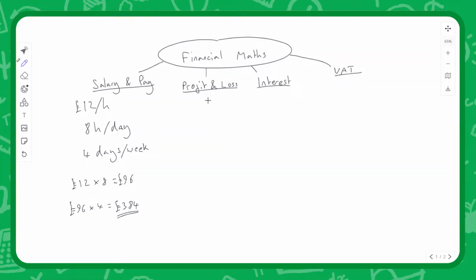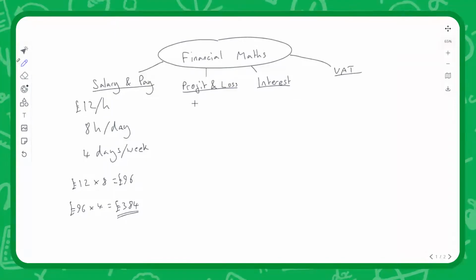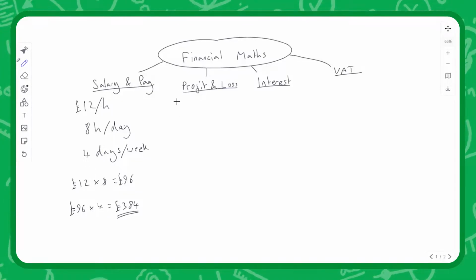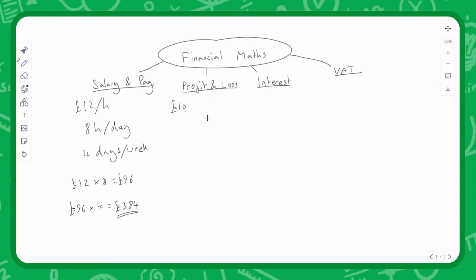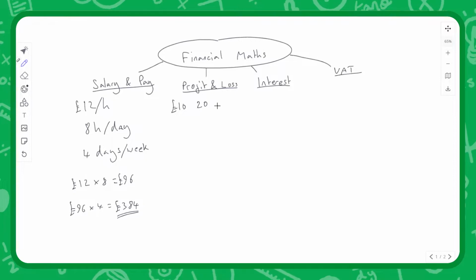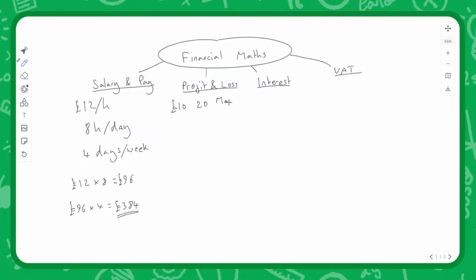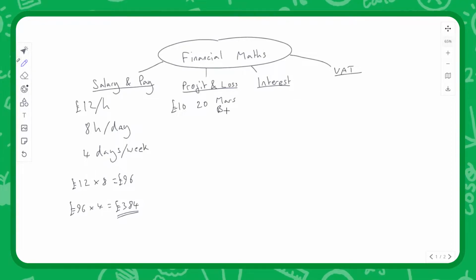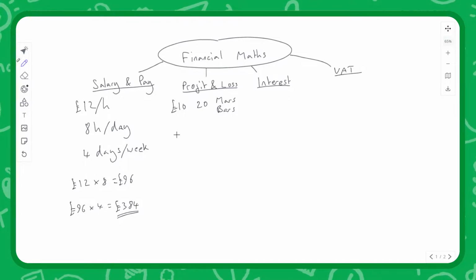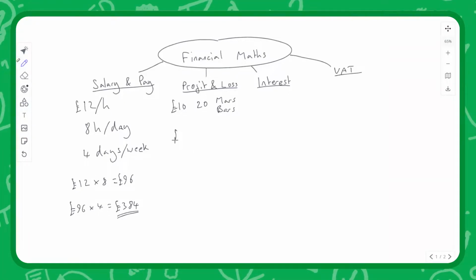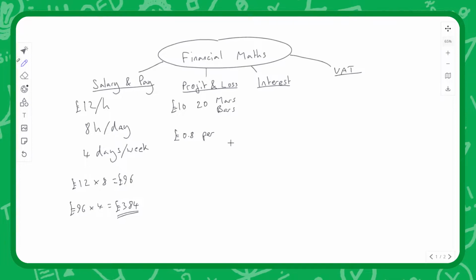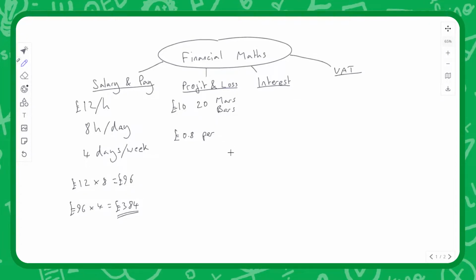Let's look at profit and loss next. So let's say, in this case, we're an entrepreneur, right? We're going to spend £10 on Mars bars. So we're going to spend £10 and we're going to buy 20 Mars bars, right? Some discount shop has a deal on, and they're offering 20 Mars bars for £10. And let's say we get to school and we sell all 20 Mars bars. We decide to price them at 80p each. So they're £0.8 per bar. We want to work out what is our profit from this entrepreneurial endeavor.